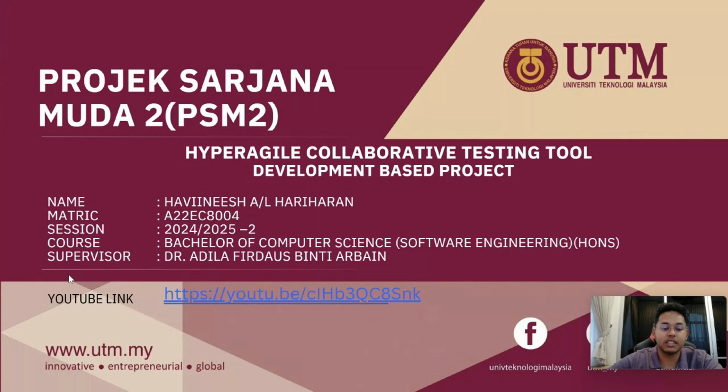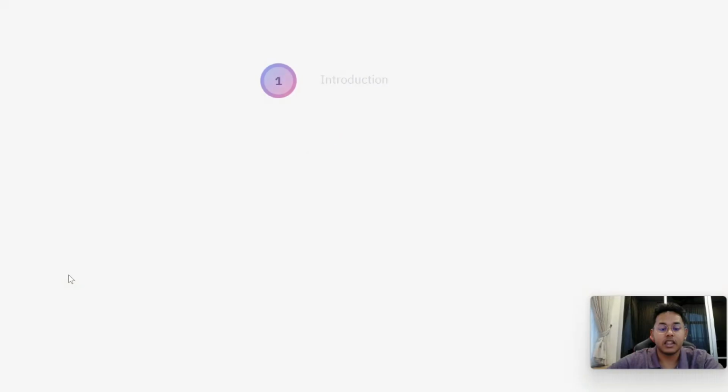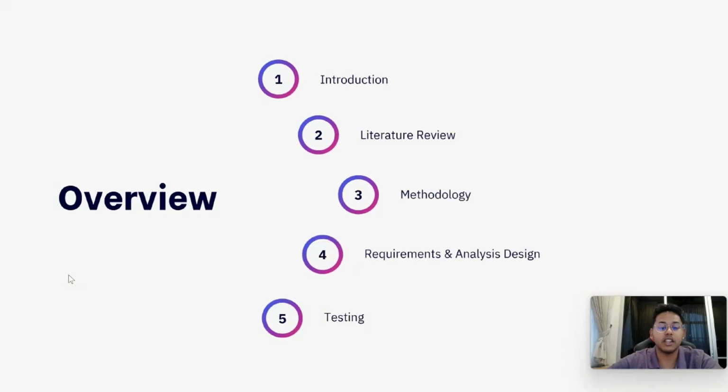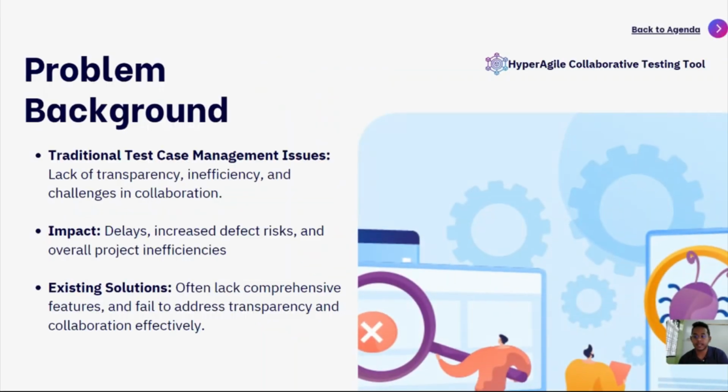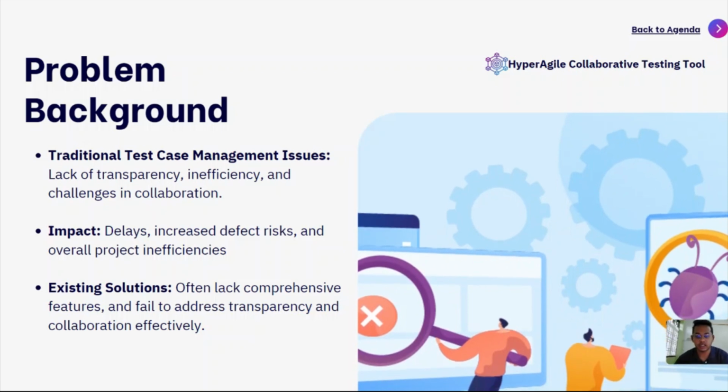The system I'll be presenting for my PSM2 is the HyperAgile Collaborative Testing Tool, or HACTT. This presentation will give the introduction of the system, a summary of literature review, and we'll proceed to the methodology, requirement and analysis design, and finally we'll go to the testing. So let's begin by addressing common challenges in software development.